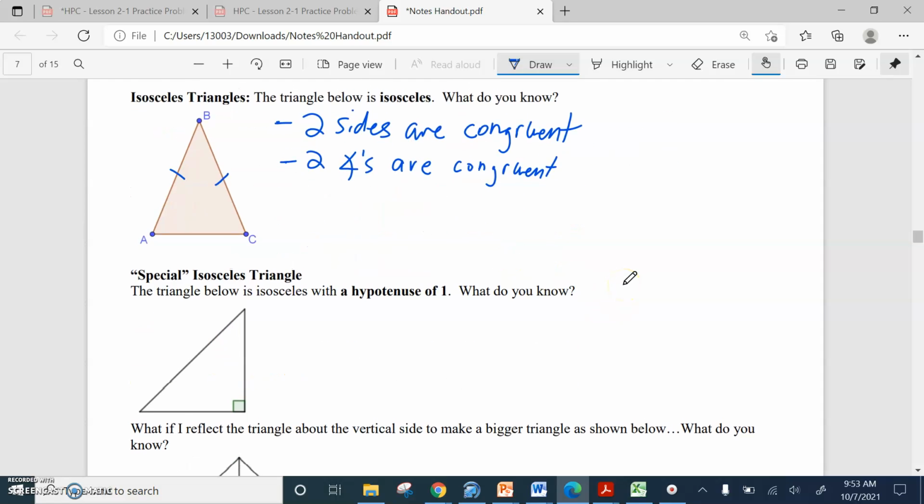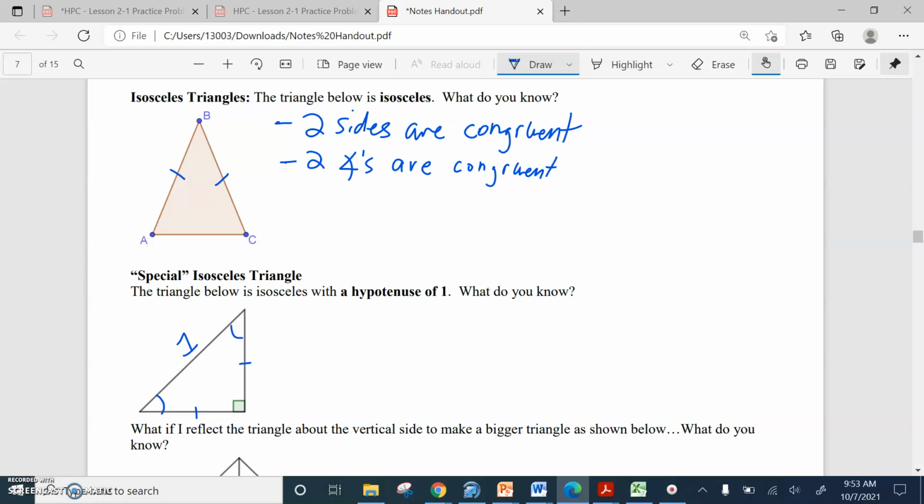In fact, in our notes, it says there's a special case isosceles triangle where, in the one below, the hypotenuse is 1. So let me label that: 1 unit, right? We don't have inches or meters or anything like that. It's just a length of 1 unit. So what do we know about that? Well, again, it's isosceles. So here are our two sides that are congruent, and here are our two angles that are congruent.